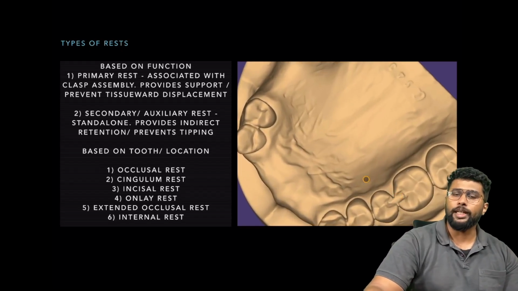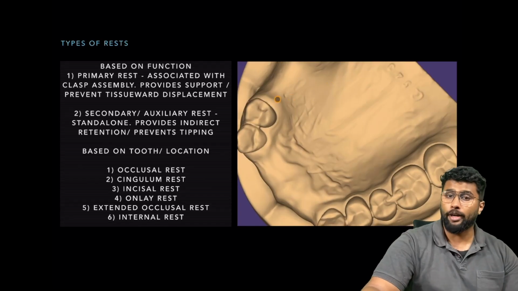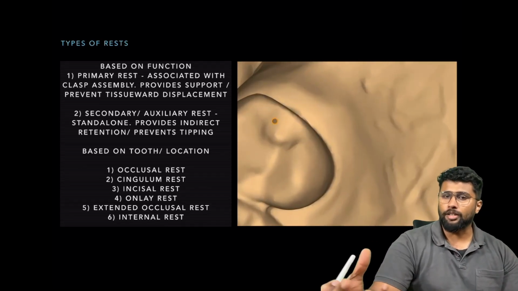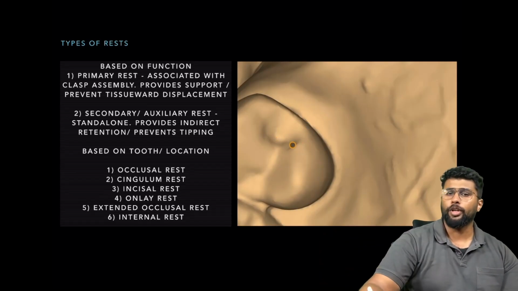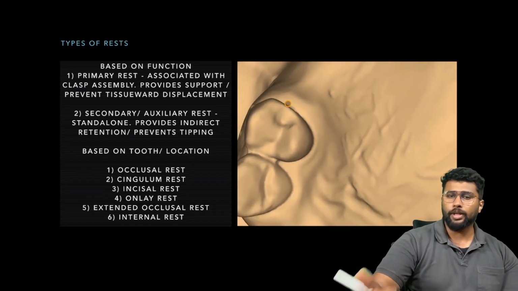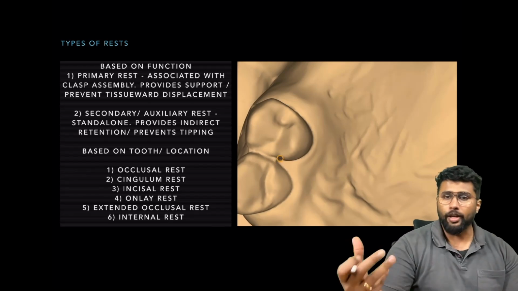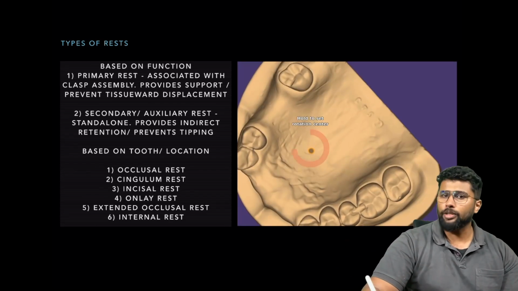Now, if you have a tooth that needs restorative treatment and you're going to prepare an onlay, instead of giving a traditional onlay and cementing it onto the tooth, you can design an onlay as part of a cast partial denture. Why not? The onlay is also metal. Your CPD is also metal.